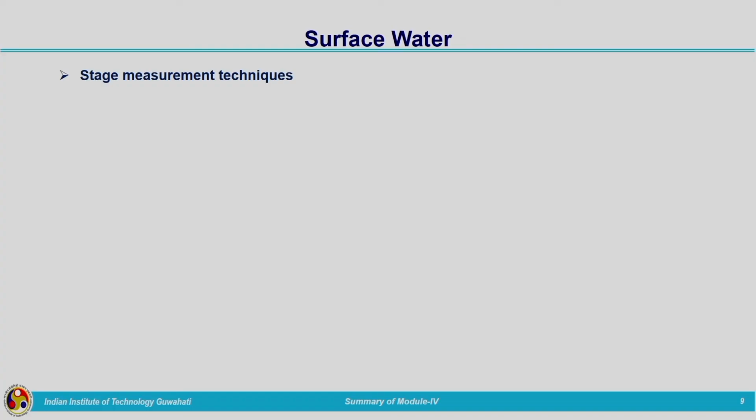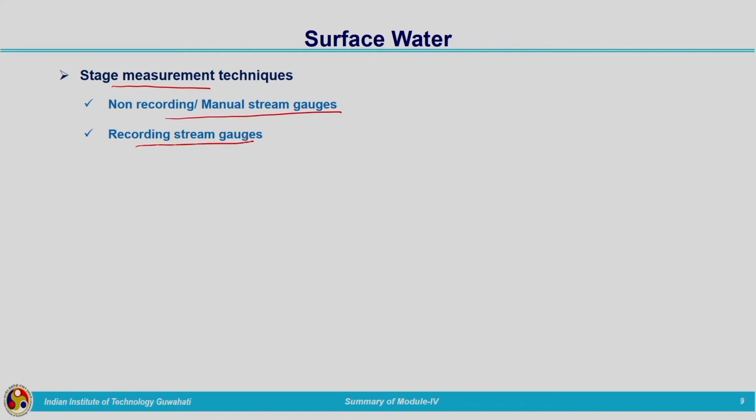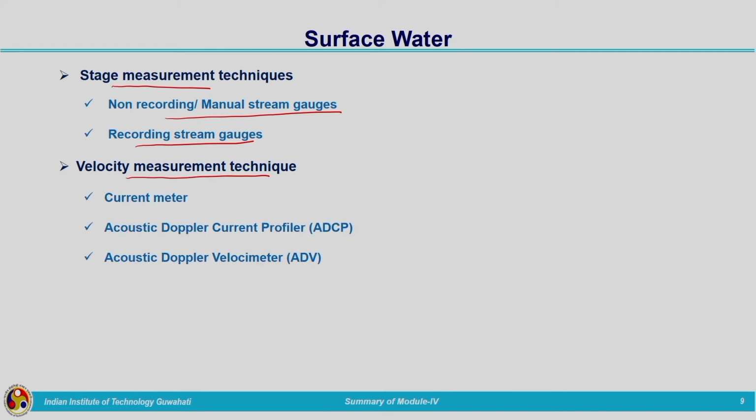Then we have seen different methods of stage measurement. Stage measurement includes non-recording and manual stream gauges and also recording stream gauges. In detail, we have seen all these gauges, and after that we have moved on to velocity measurement techniques in streams. Mainly we are making use of the current meter.